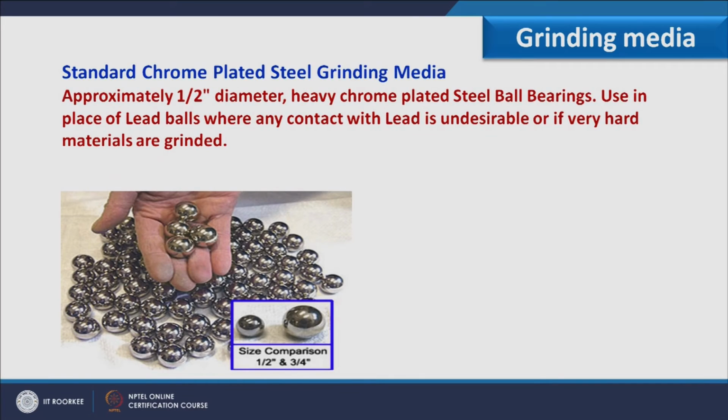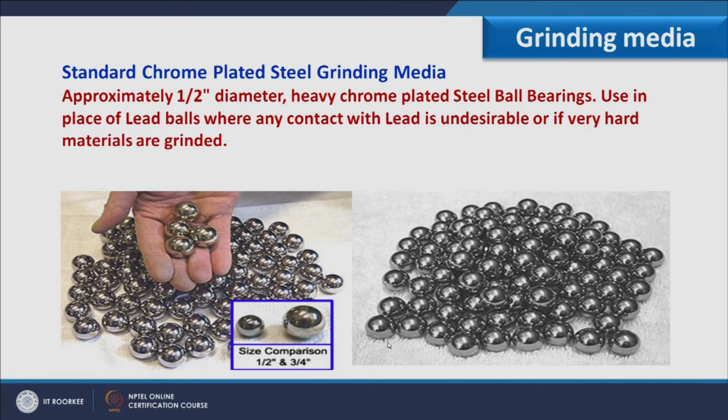And here we have the standard chrome plated steel grinding media. It is approximately half-inch diameter. Heavy chrome plated steel ball bearings are used as media. These are used in place of lead balls where any contact with lead is undesirable, or if very hard materials are ground. You can see these balls in this image. Here we have another image of the chrome plated steel balls.